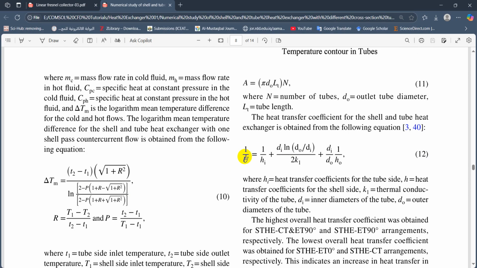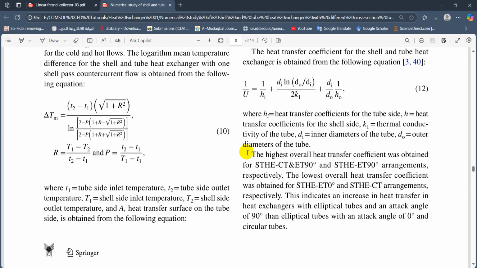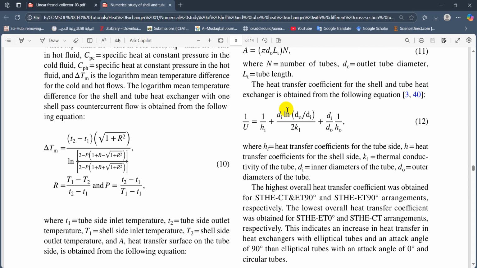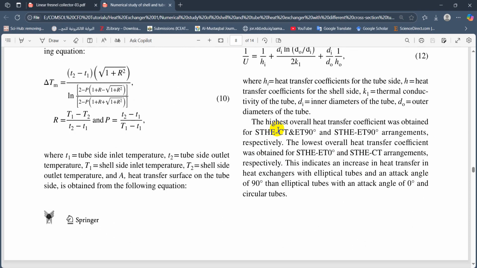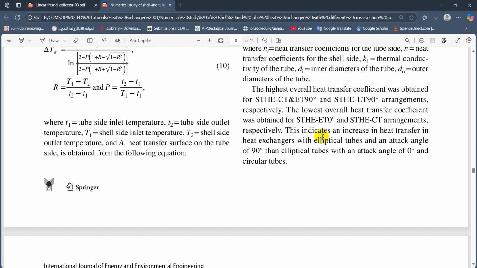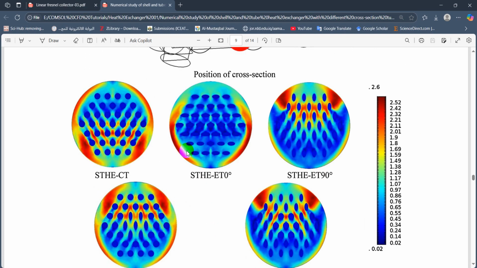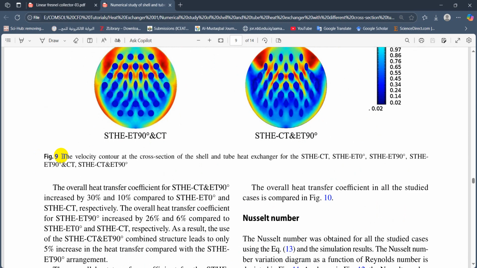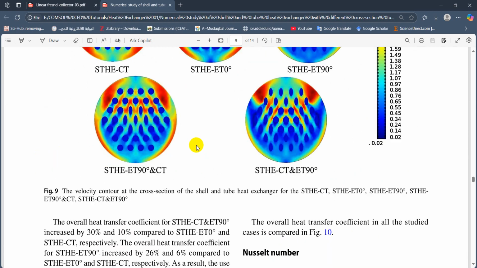Okay, this is how to calculate the overall heat transfer coefficient, which is actually very familiar even to a third-year mechanical engineering student. And this is h sub i, which is the heat transfer coefficient for the tube side, and d sub i means inner diameter, d sub o outer diameter. And after you read the paper, you will find other results.